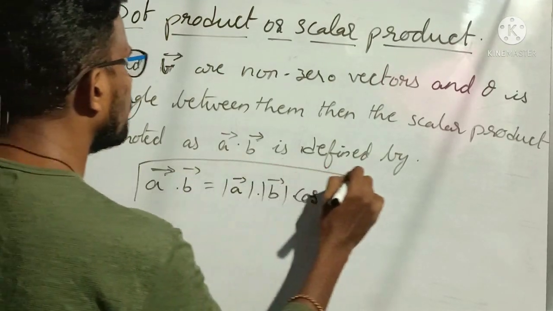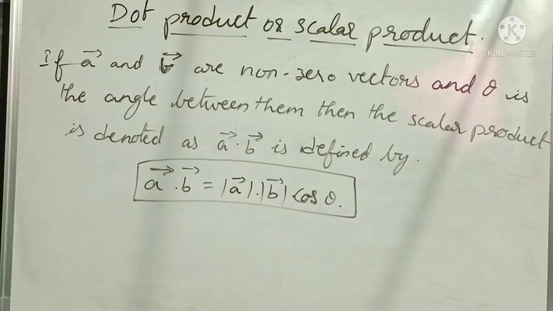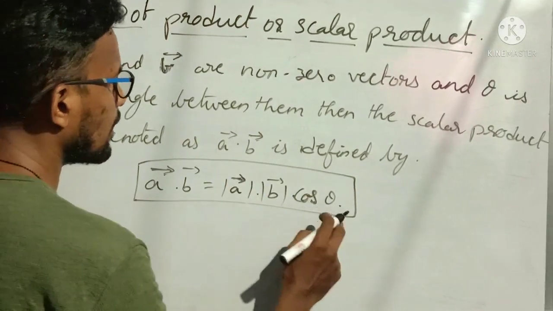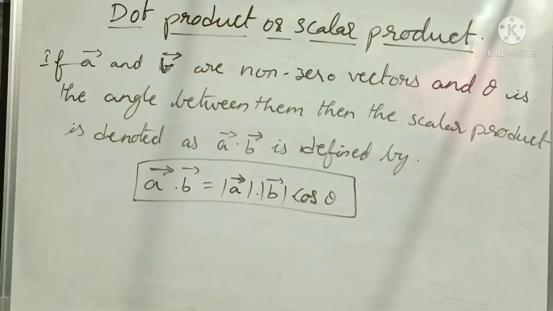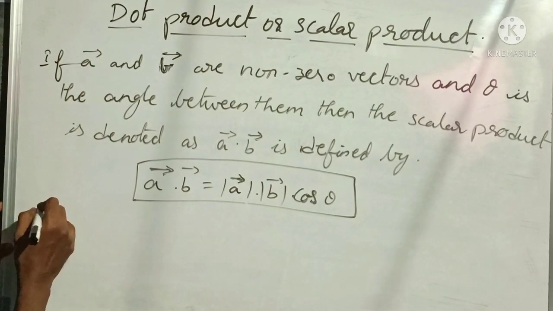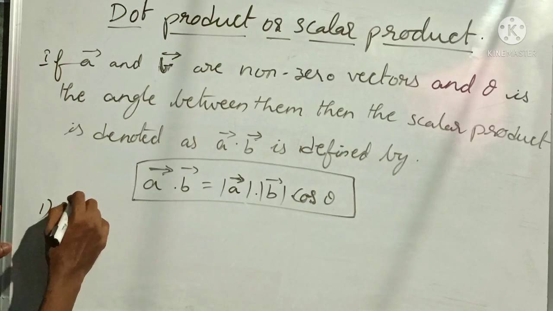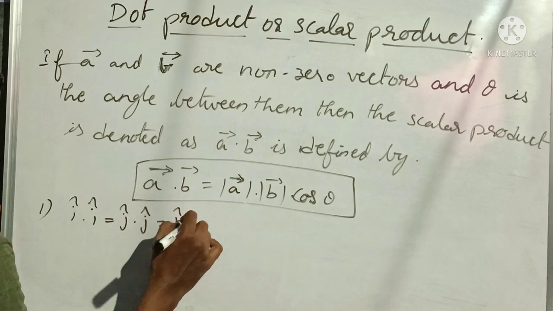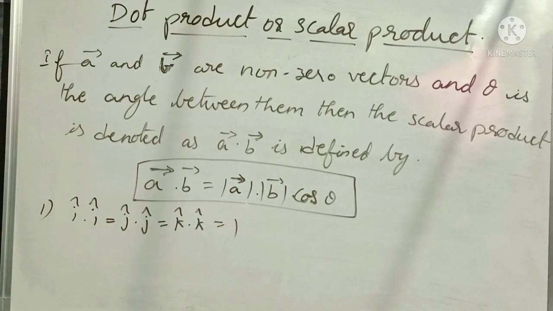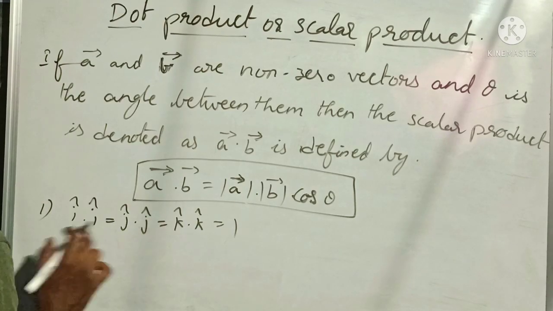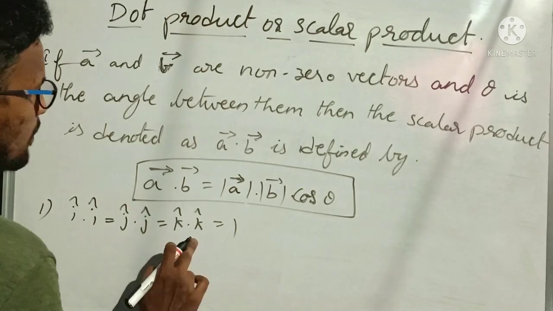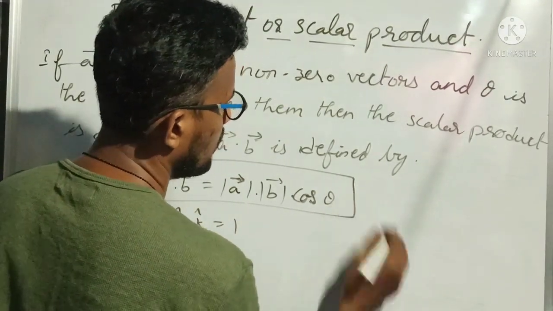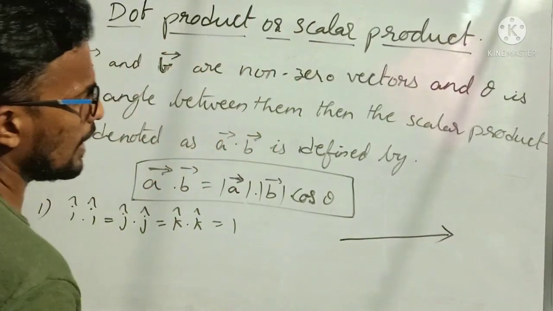Okay, whenever we are asked to find a bar dot b bar, then we have to use this formula, that is a bar dot b bar is equal to modulus of a bar into modulus of b bar cos theta. Okay, and now related to this we have some important conditions. So the first condition is i cap dot i cap is equal to j cap dot j cap is equal to k cap dot k cap is equal to 1. Always you have to remember that i cap dot i cap is equal to j cap dot j cap is equal to k cap dot k cap is equal to 1. How did we get that? See here, suppose this is my x-axis, right?